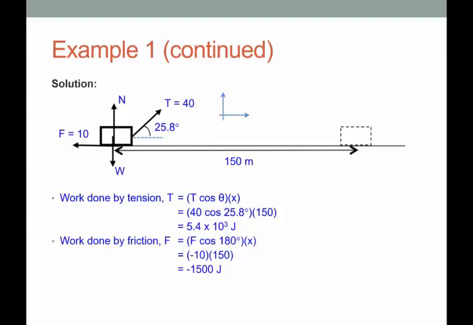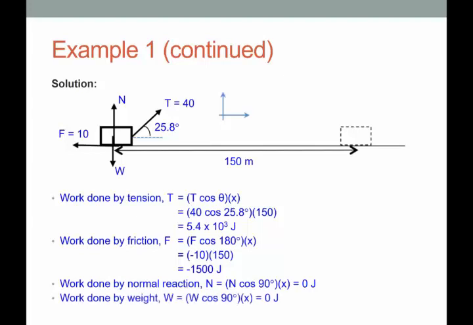Work done by friction. The friction force and the displacement have an angle of 180 degrees. So the work done by friction is F cosine 180 degrees multiplied by x. So the answer is minus 1500 joules. Work done by the normal reaction: N cosine 90 times x. Cosine 90 is 0, so the work done will be 0. Likewise for the weight, work done by weight or by gravity is also 0.